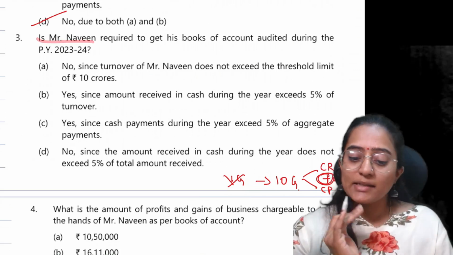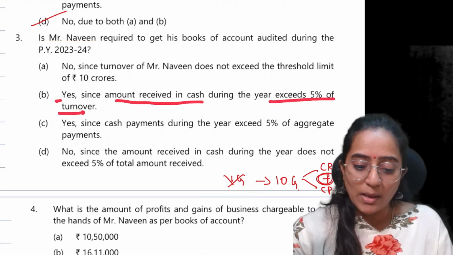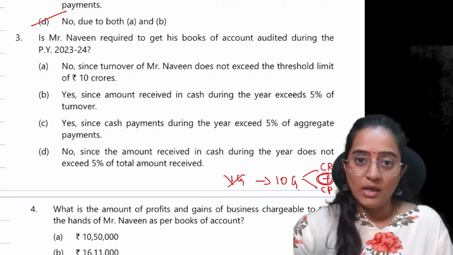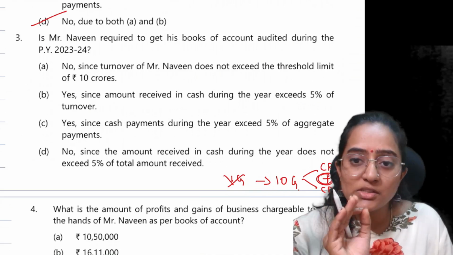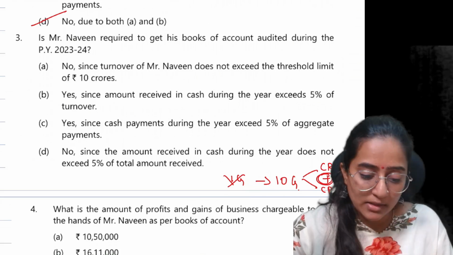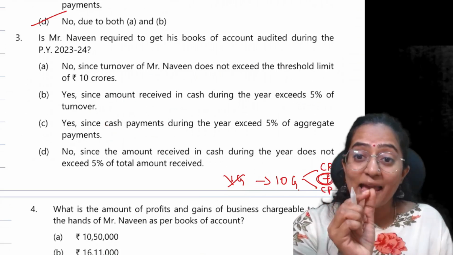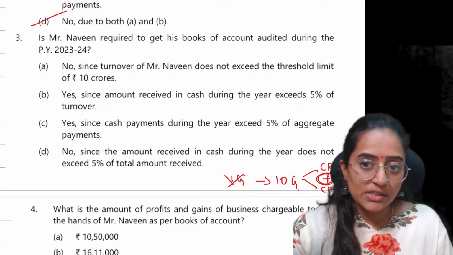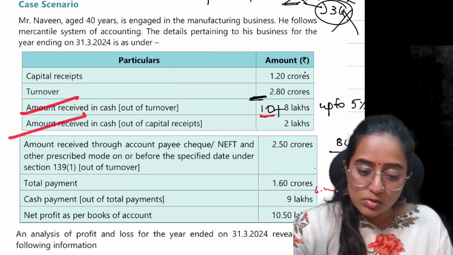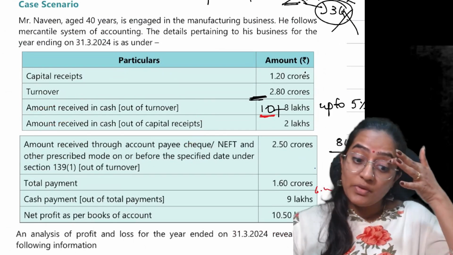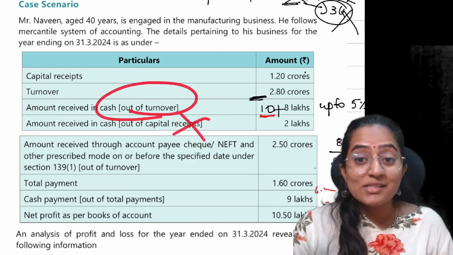See, is he liable to get his books of accounts audited? Yes, certainly. Yes, since the amount received in cash during the year exceeds 5% of the turnover. It's not just about the amount received in cash, it should be cash receipts, which should be mentioned in the question very clearly. See here, cash payment they mentioned. Similarly, they should have mentioned here in the question cash receipt. Have they mentioned cash receipt? They've just mentioned amount received in cash, which means it would consider turnover also, capital receipt also. We are speaking only about this receipt, not this receipt.